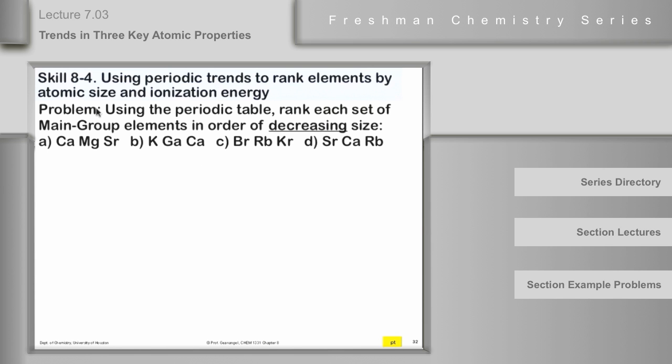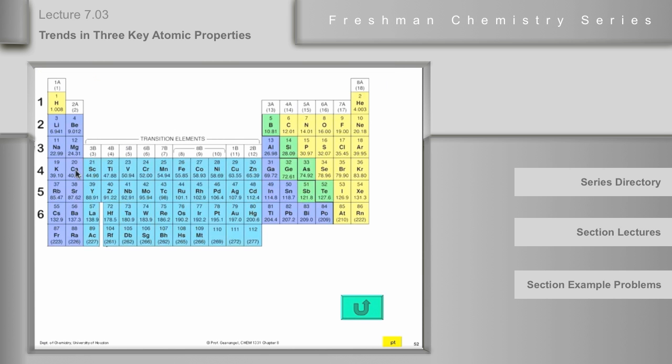So here is a problem. Using the periodic table, rank each set of main group elements, these four, in order of decreasing size. When you see decreasing size, the light ought to go on in your head: I want to find the biggest one first, and I'll work down from there. Okay? So we've got calcium, magnesium, and strontium. And calcium and magnesium and strontium are here in group 2A.